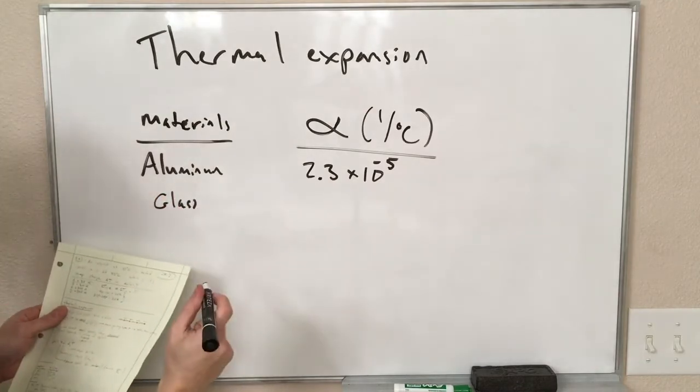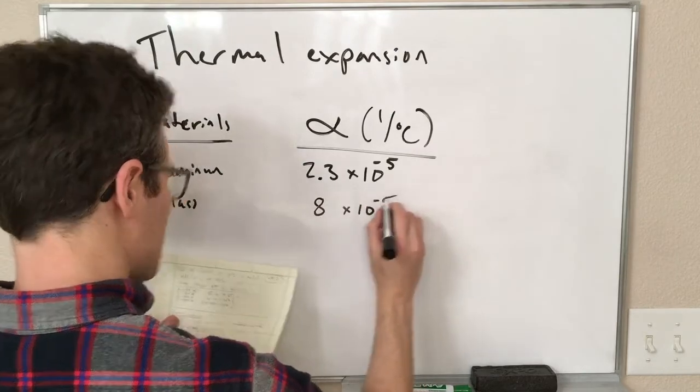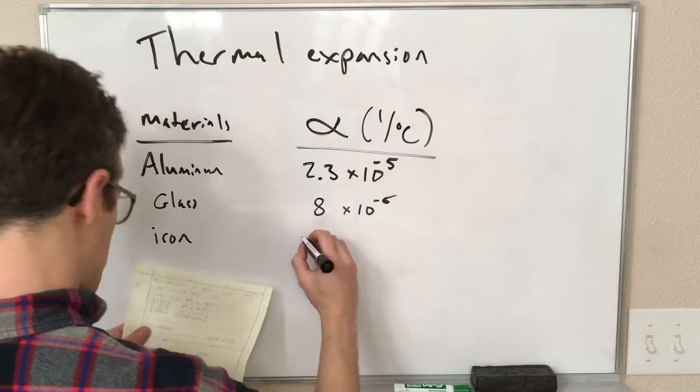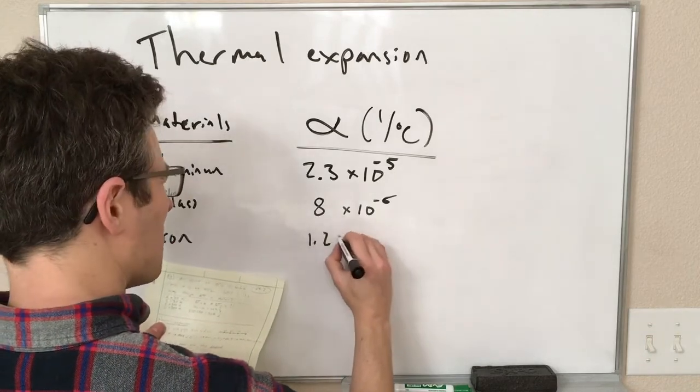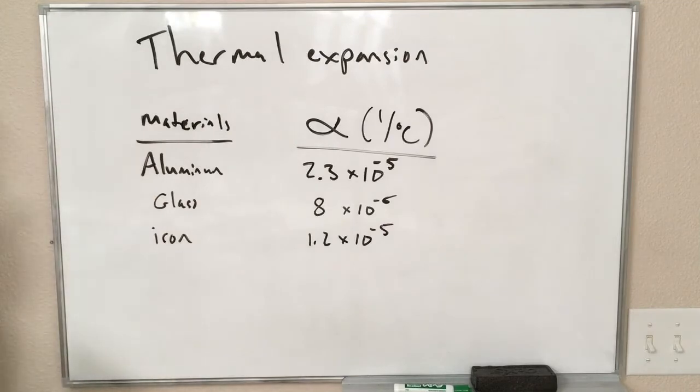Glass has an expansion coefficient that is a few times smaller. It is 8 times 10 to the minus 6. And iron is in between the two. It has an expansion coefficient of 1.2 times 10 to the minus 5. So these are kind of typical values for metals.